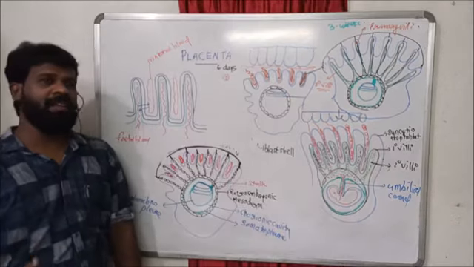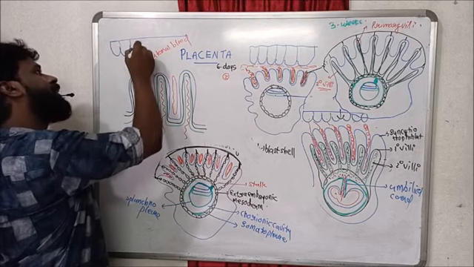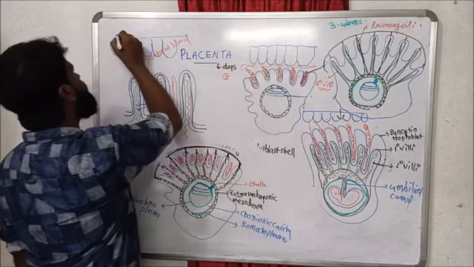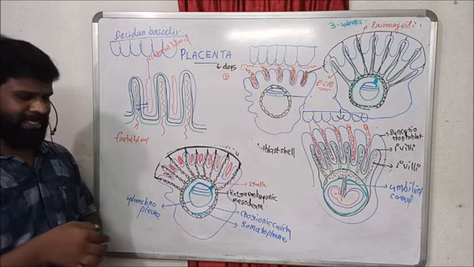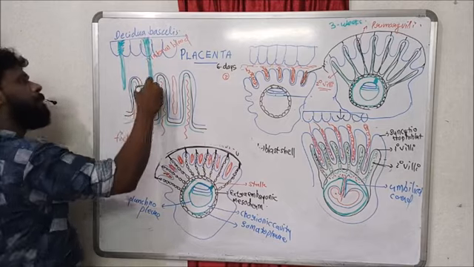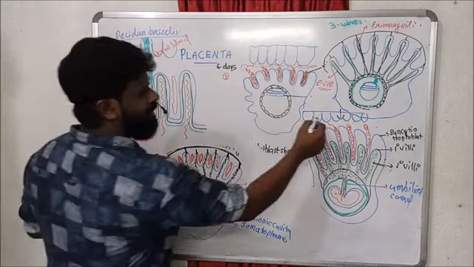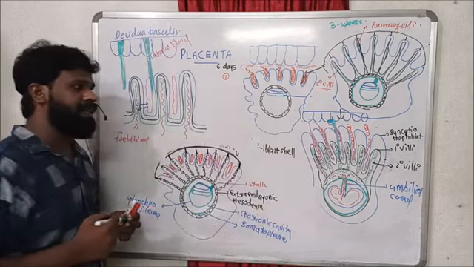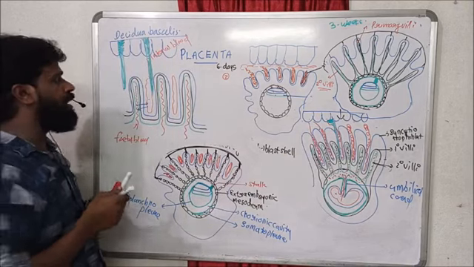Okay. Then we know this part is the decidua basalis of the endometrium. Some tissues are formed from this decidua basalis. This tissue formed from the decidua basalis is called cotyledons.